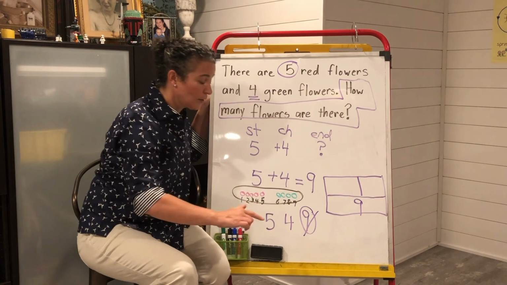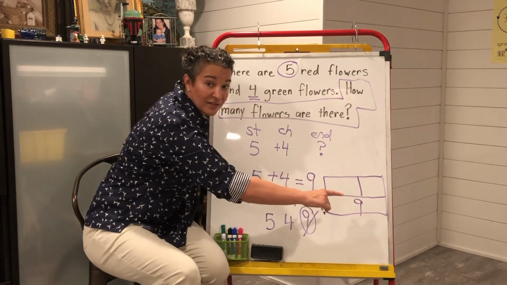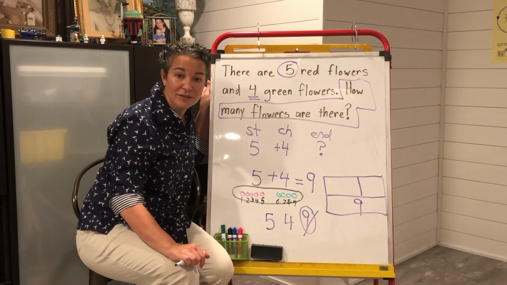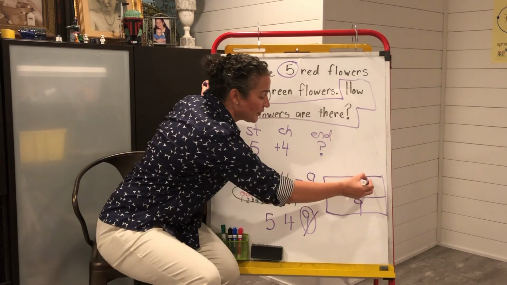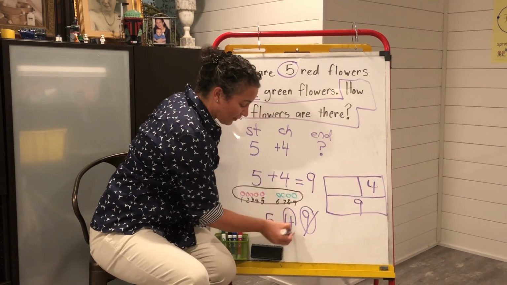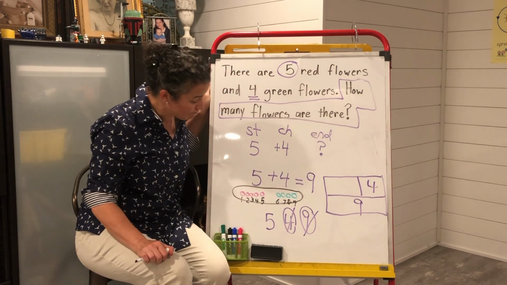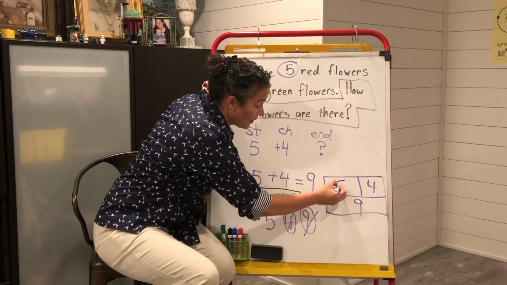All right, my friends. The smallest box gets the smallest number. Which one's smaller, 5 or 4? Correct. 4 is the smaller number. 4 gets the smaller box. That means, my friends, we're left with 5. So 5 gets the medium-sized box.